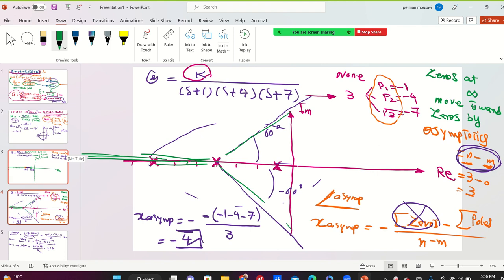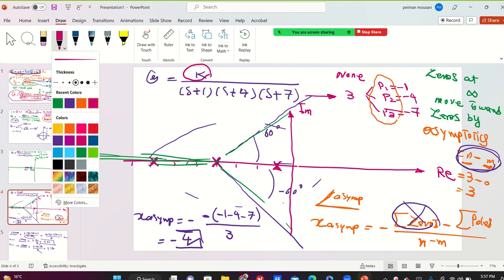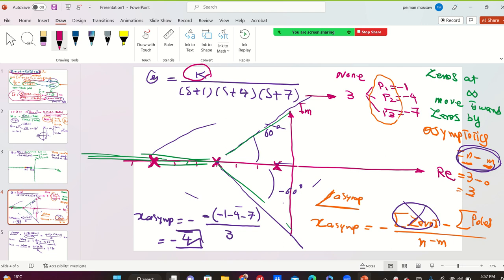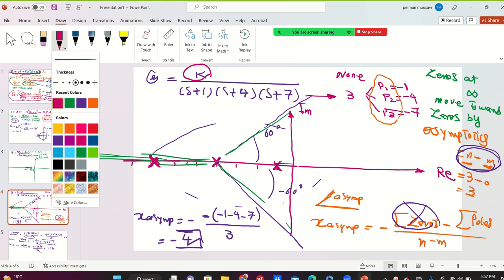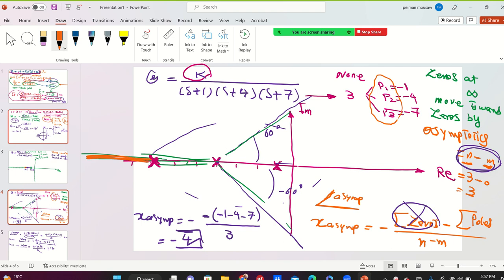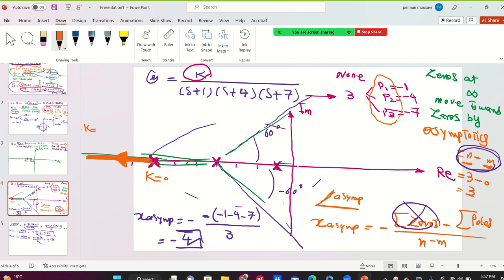1, 2, and 3. Everybody clear? Yes? Okay, so that being said, we easily understand if this is the pole, one of these poles moves toward the zeros, the greater than infinity, through this path. Here we go. And here is K0. And here is K infinity.